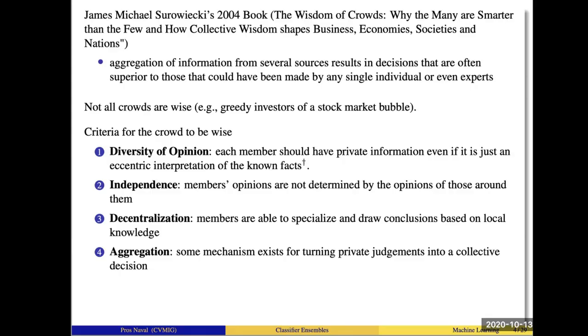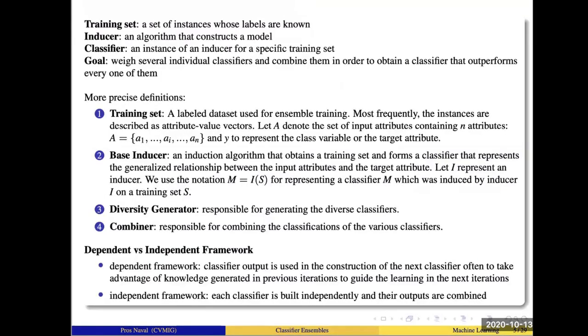Now we will use some of these ideas to improve the performance of our machine learning algorithms. And we will discuss today a class of machine learning algorithms called ensemble classifiers, based on these different notions that we have discussed. Let's first define some terms. This is something that you already know, the training set. The training set is a set of instances whose labels are known.